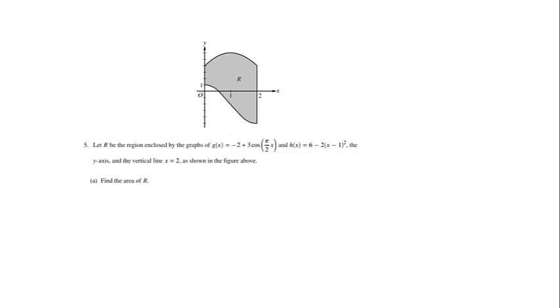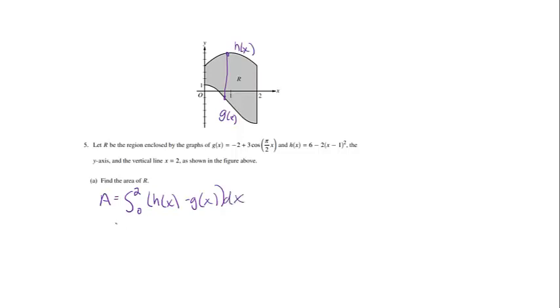The cosine graph looks more like this bottom one down here, so this one is going to be g of x, and this one, 6 minus 2x minus 1 squared, is an upside down parabola, which is definitely that one. Okay, so finding the area, we need to know our limits. We're going to go from an x value of 0 to an x value of 2. And then to get the area, we're going to do top minus bottom. So top minus bottom, which means we're going to have h of x minus g of x.